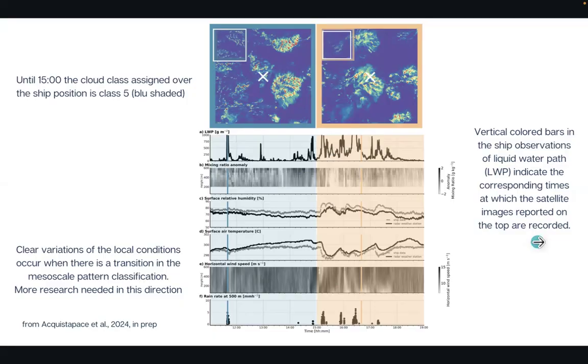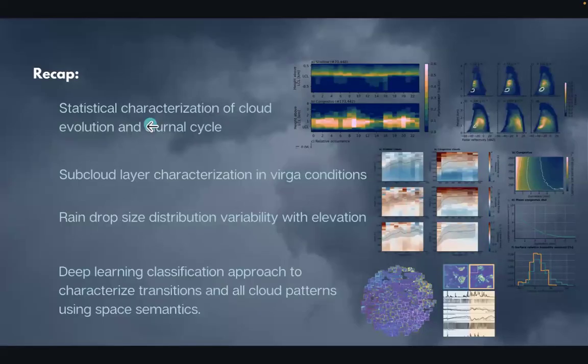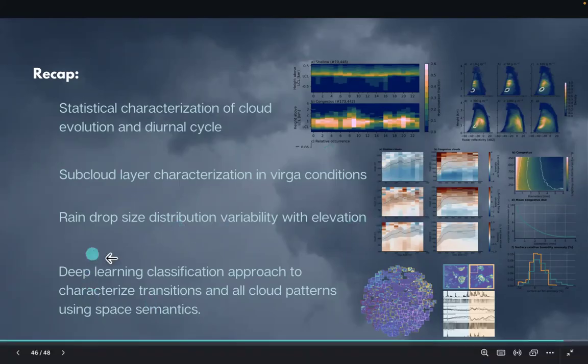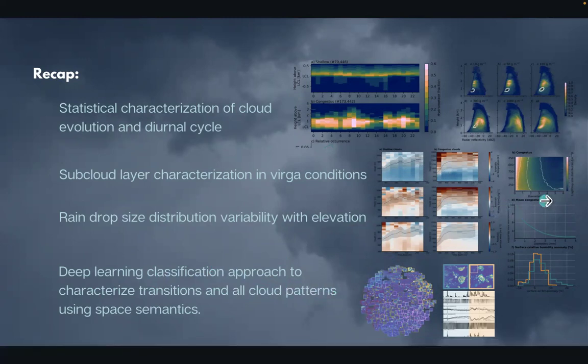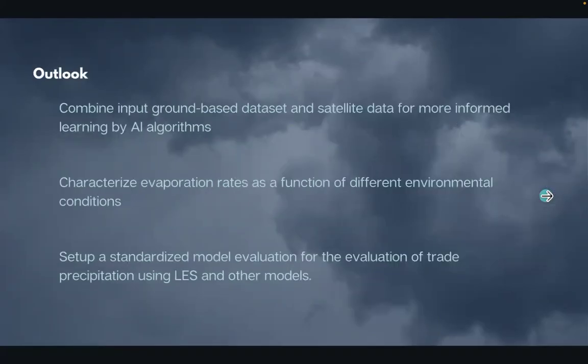So let me wrap up. The first part I was showing you already. We have been discussing this. And the final point is that we have this deep learning classification approach to characterize the transition and all cloud patterns using space semantics. I have just one slide that I wanted to show you, that is the outlook of this.